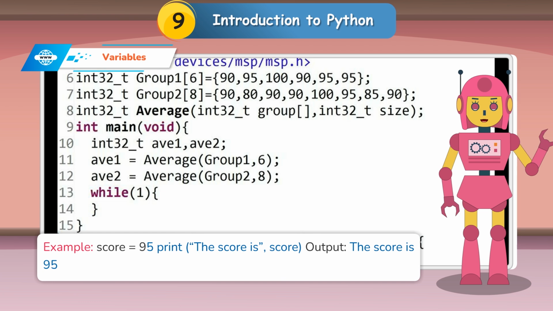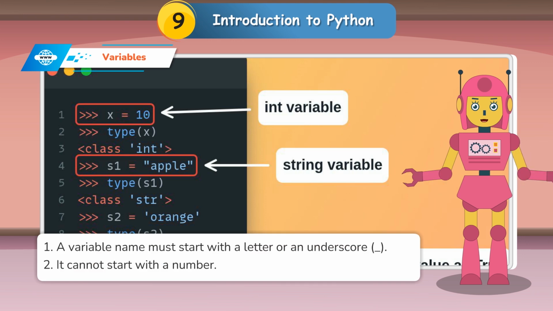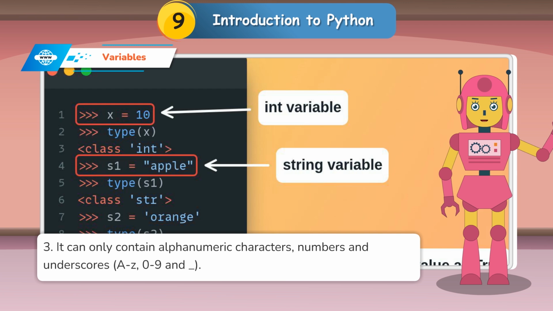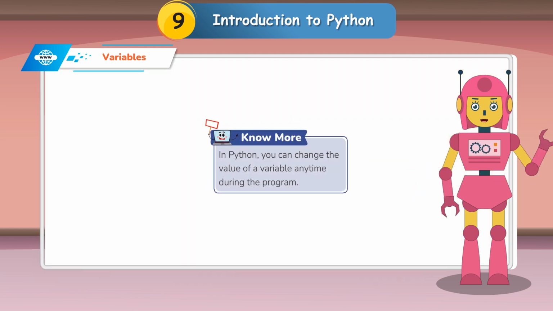Example: score = 95. print("The score is", score). Output: The score is 95. Rules for naming variables. 1. A variable name must start with a letter or an underscore. 2. It cannot start with a number. 3. It can only contain alphanumeric characters and underscores: A to Z, 0 to 9, and underscore. Variable names are case-sensitive. Name and name are different. Note: in Python, you can change the value of a variable anytime during the program.